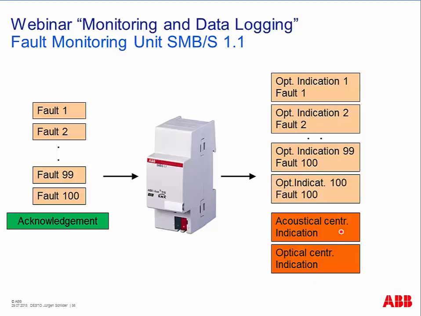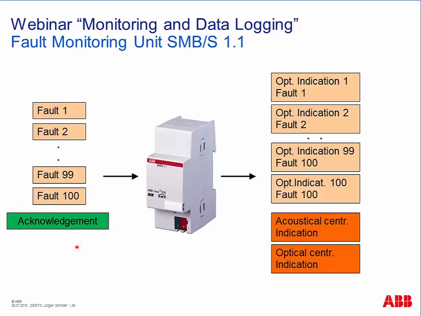Additionally, we have a collective message. We have an acoustical and optical central indication. So if any of our 100 faults came up, we get a central acoustical indication and an optical indication, showing, okay, there's a fault, which one you have to check.